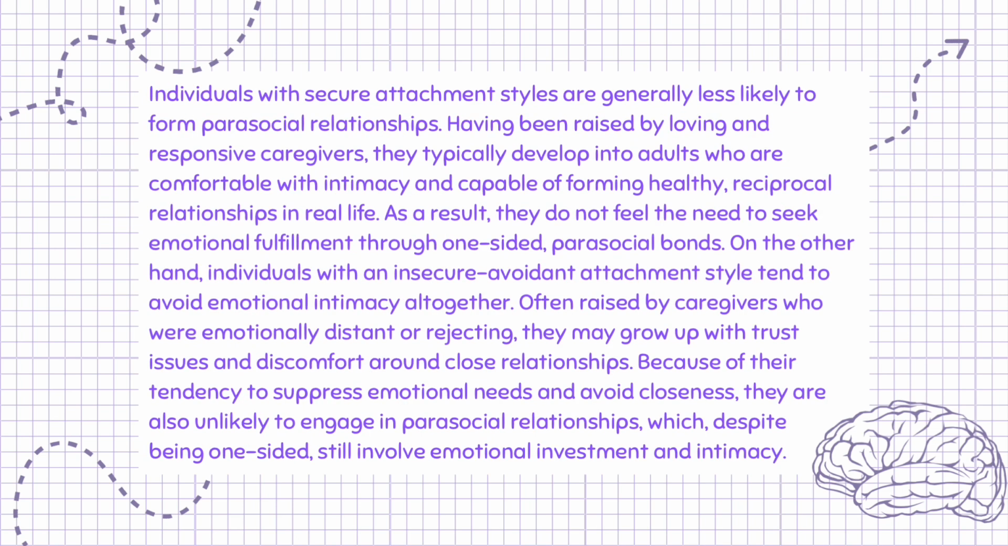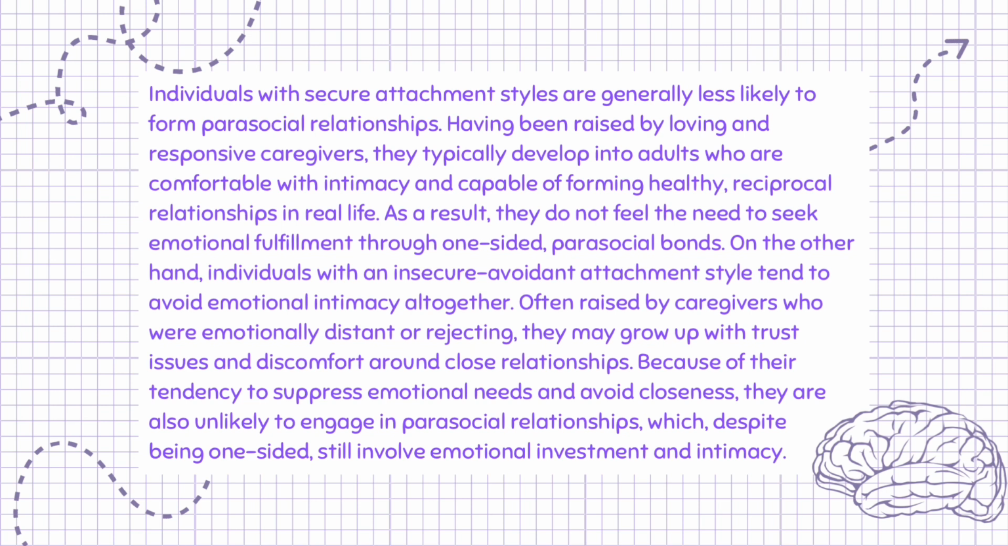Individuals with secure attachment styles are generally less likely to form parasocial relationships. Having been raised by loving and responsive caregivers, they typically develop into adults who are comfortable with intimacy and capable of forming healthy, reciprocal relationships in real life. As a result, they do not feel the need to seek emotional fulfillment through one-sided, parasocial bonds.